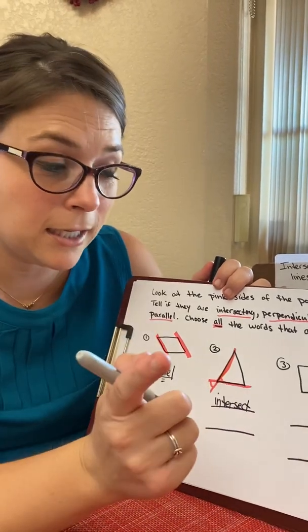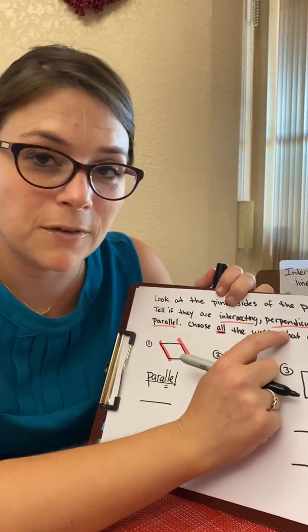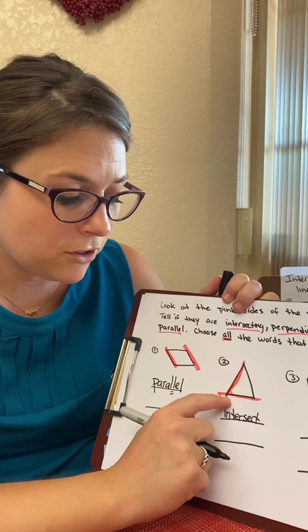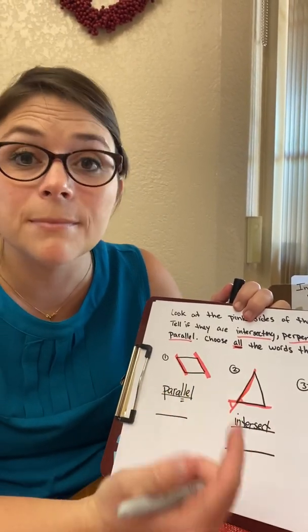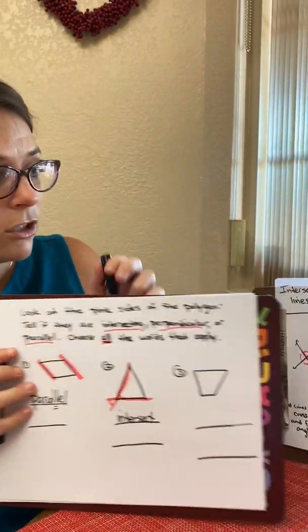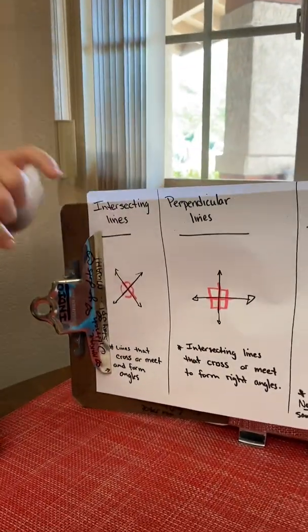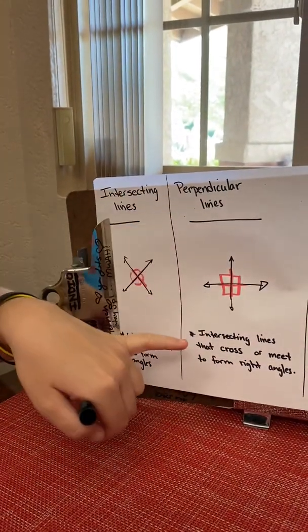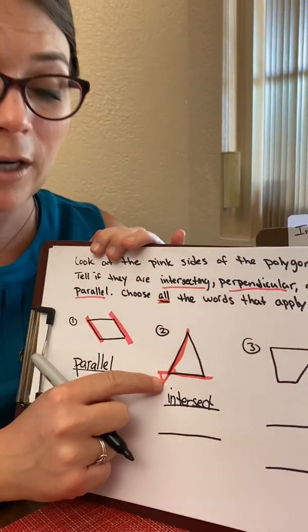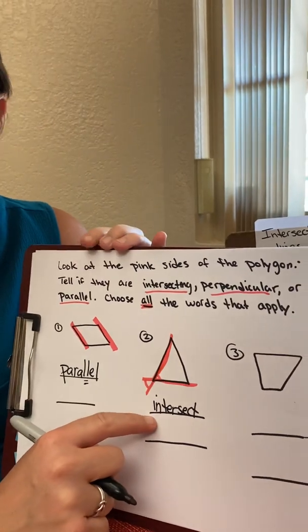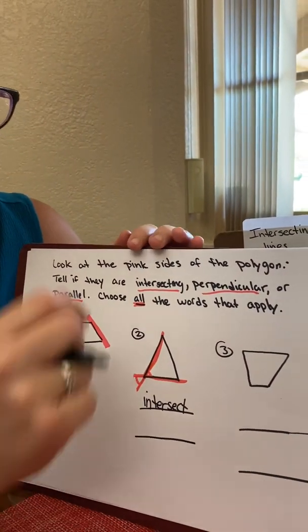So just because they intersect, I'm going to ask myself if they're perpendicular. If I look at my triangle, I'm going to think to myself, does it make a perfect square? Does it make a right angle? If I look at my example of what a perpendicular line is, is that what the triangle looks like? And I'm going to say no, that's not what the triangle looks like. So for this one, number 2, it only has the one answer.